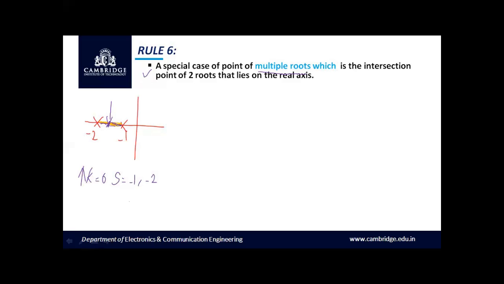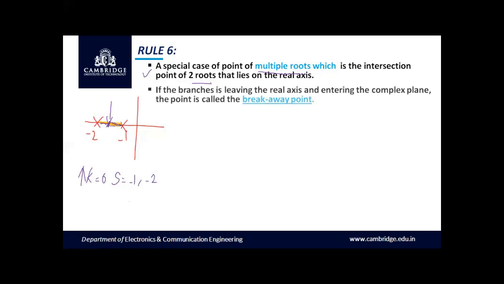That is exactly at a particular value of k, two roots will meet at a single point, which is the intersection point of two roots, and that lies on the real axis. Let me continue with the statement. If the branches are leaving the real axis and entering the complex plane, the point is called the breakaway point. So now we have identified that at a particular value of k, two roots intersect with each other and it results in multiple roots at a particular location.